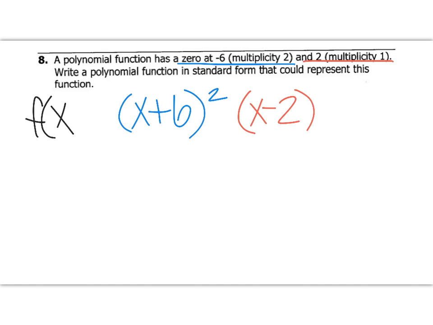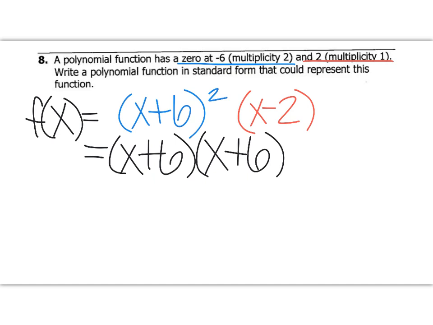Now we know this is a function. It's a polynomial function, so don't forget to write f of x equals in front. Now we want it in standard form, so we need to multiply this out. We can't leave it in factored form. So we would rewrite this as x plus 6 times x plus 6 times x minus 2. And then FOIL out these first two.